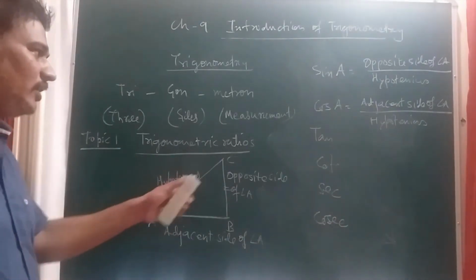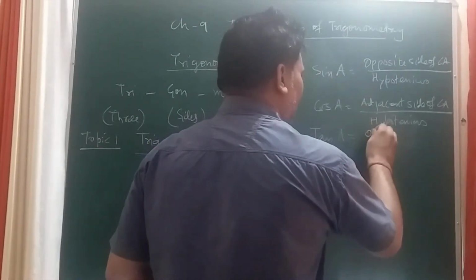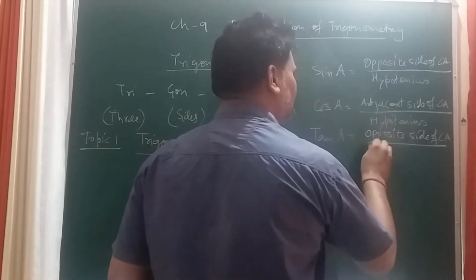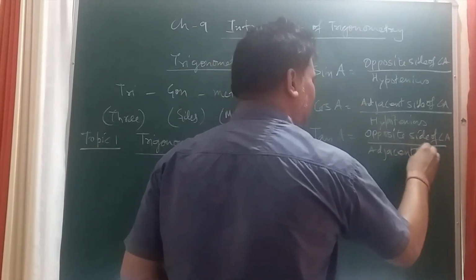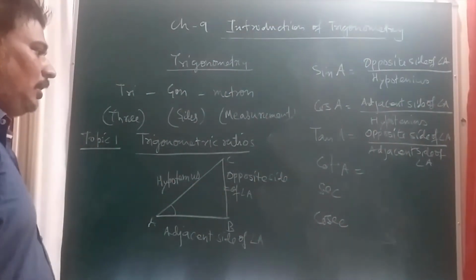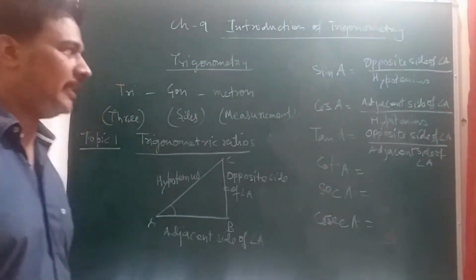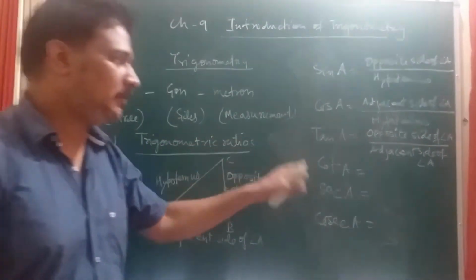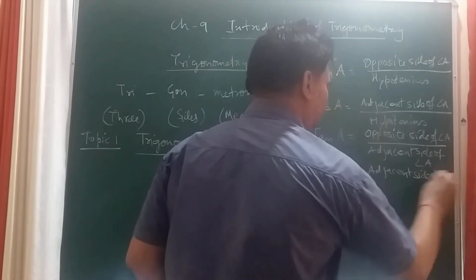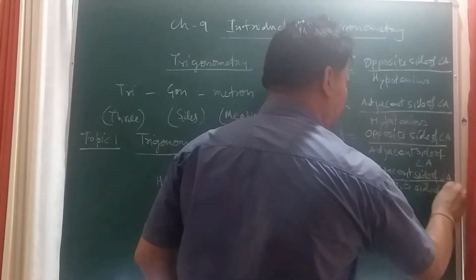Next, if we are talking about tan A, then tan A is equal to the opposite side of angle A upon the adjacent side of angle A. Similarly, for cot A, sec A, cosec A: cot A is the reciprocal of tan A. It means the adjacent side of angle A upon the opposite side of angle A.